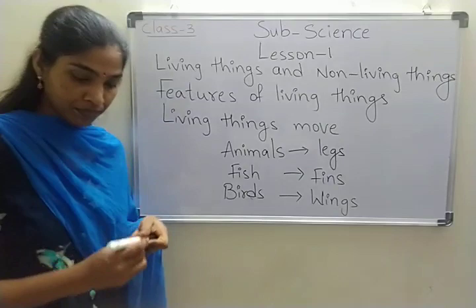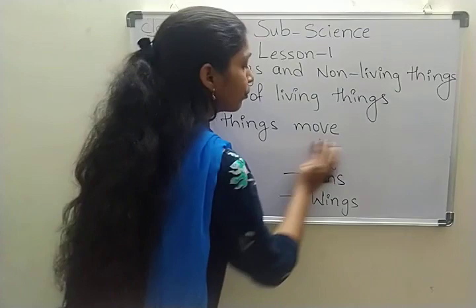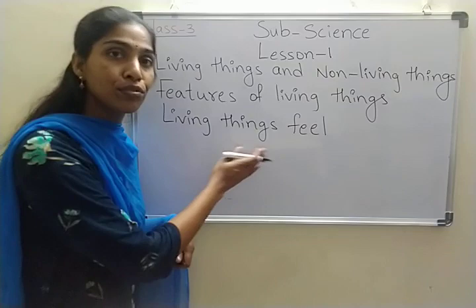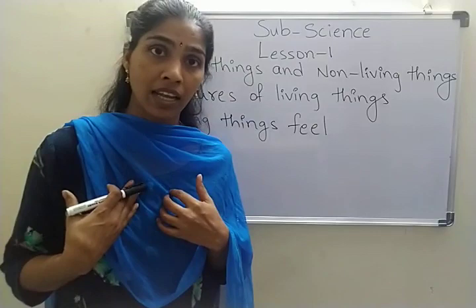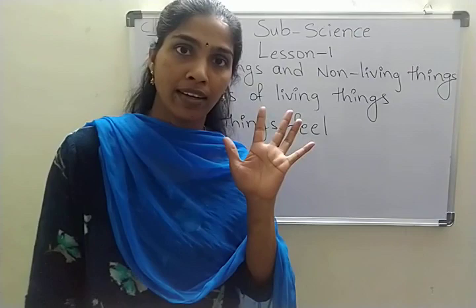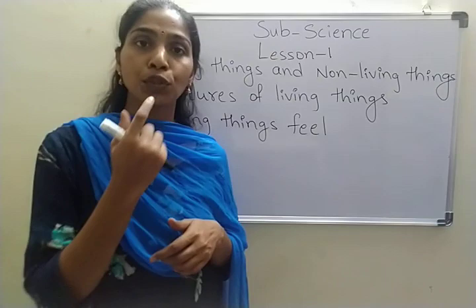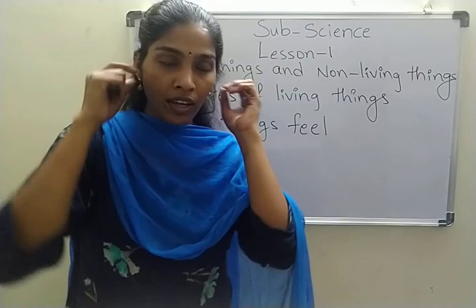Living things can feel. Children, all living things can feel. Children, now tell me, how many sense organs do we have? Very good, children. We have 5 sense organs. Eyes help us to see things around us. Nose helps to breathe and smell. And tongue to taste food. Ears help to hear sounds. Skin helps us to feel touch and pain.